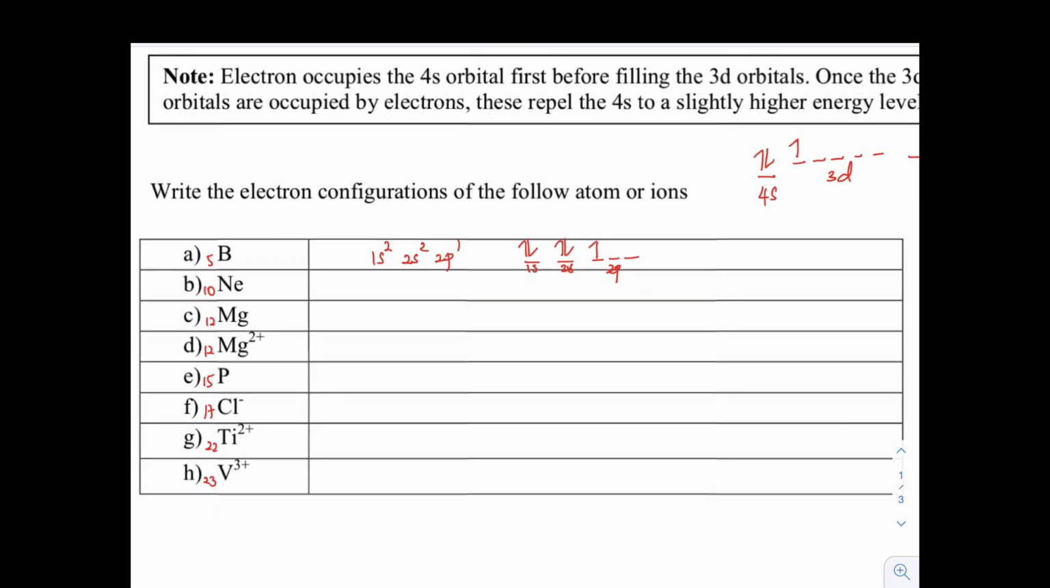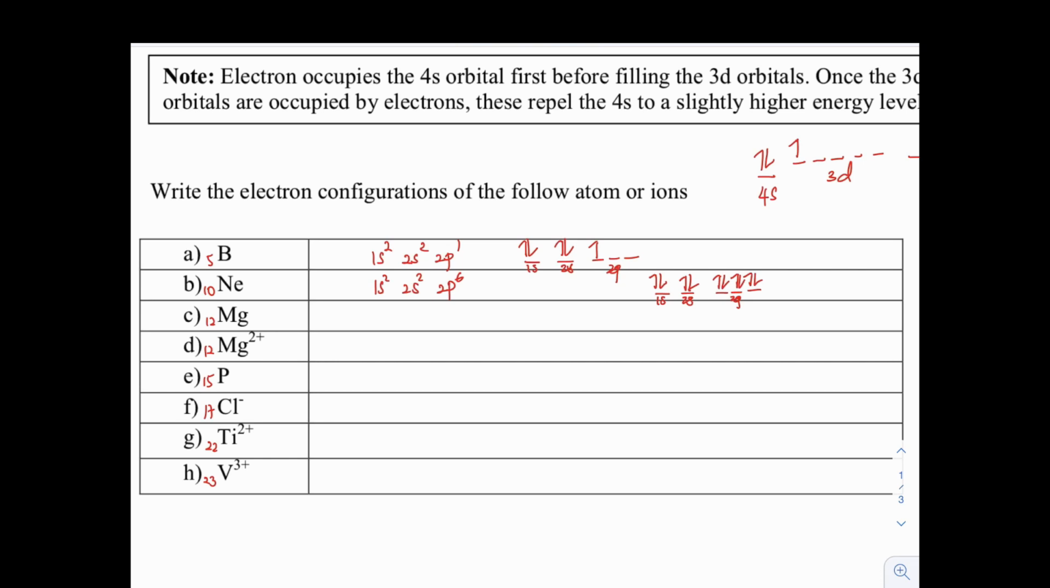Okay, so for neon, it is 1s2, 2s2, and 2p6. As I mentioned before, 6 is the maximum number of electrons that can be filled in the p orbital. So if you add up 2 plus 2 plus 6, it will equal 10. All right, so the sequence of filling the orbitals will be like this: 1s, 2s, and 2p. It will be 1, 2, 3, 4, 5, 6, 7, 8, 9, 10. All right.